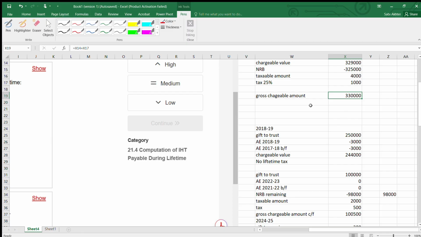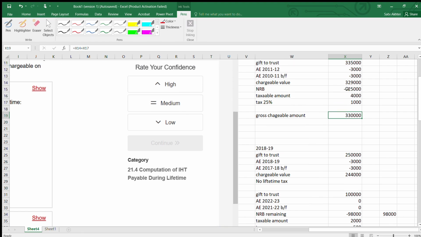So even with the gross chargeable amount, if you compare, your nil rate band is 325,000. The entire amount has been utilized here. From your nil rate band of 325, you have to see this gross chargeable amount. If it was less than the nil rate band, you still have some nil rate band available for the next gift. But since this 330 is more than 325, you have nothing to utilize for the next gift. That means the entire nil rate band has been utilized against the first gift, that is in 2011-12.